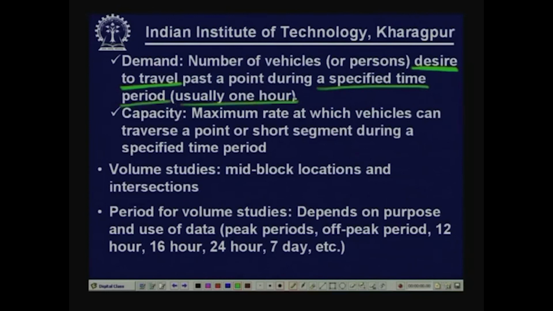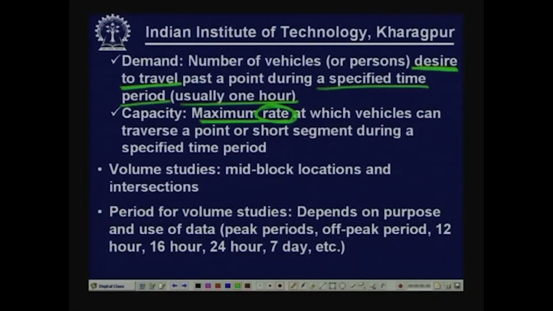And capacity is the maximum rate. Carefully observe this part, it is the rate that can be observed again and again. It is not the maximum volume that is achieved once in a lifetime, not that. What can be achieved again and again. Maximum rate at which vehicles can traverse a point or short segment during a specified time period. It is also expressed as a rate, that means hourly flow rate.